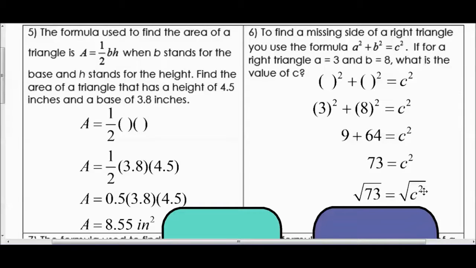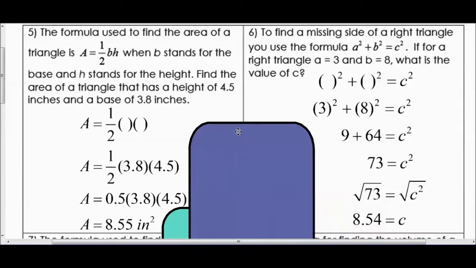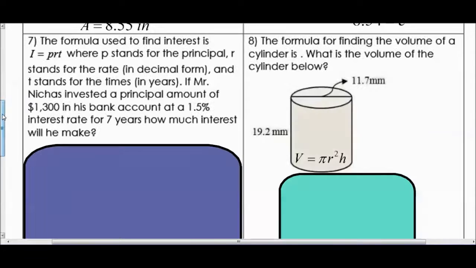So the opposite of squaring something is the square root, this check mark kind of symbol. We take the square root of both sides, because anytime you're solving an equation, you have to do that on both sides, and that gives us 8.54 for that side. So c by itself equals 8.54.